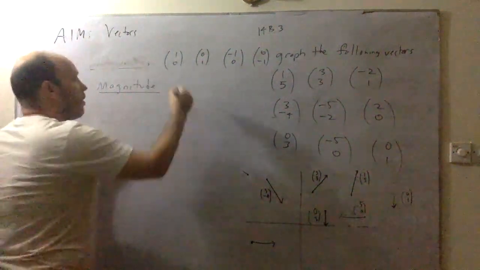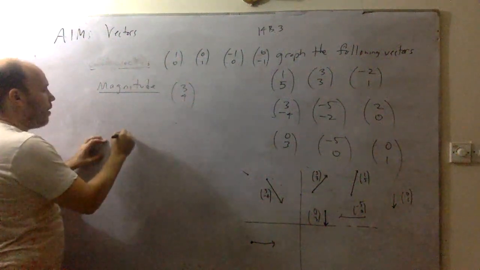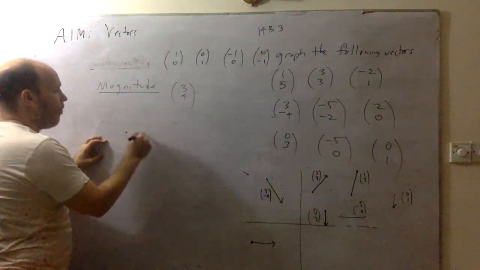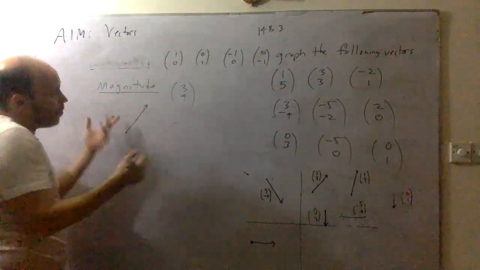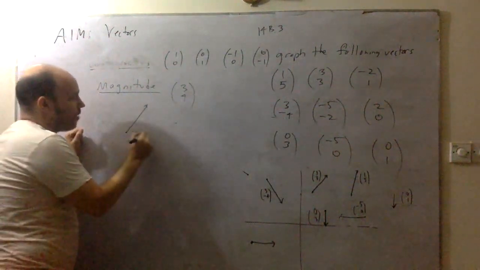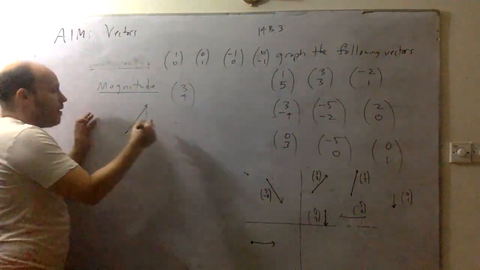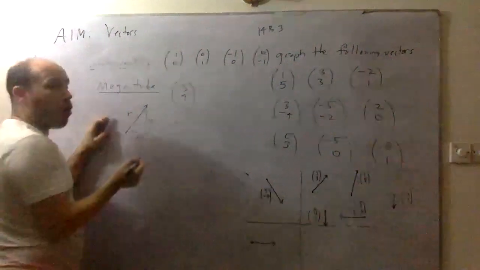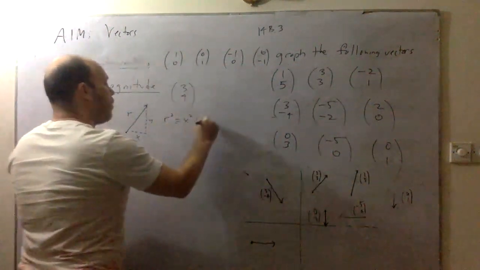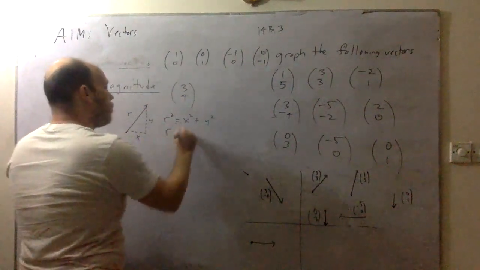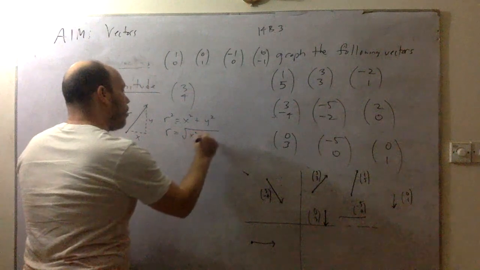So let's take something really interesting. 3, 4. So we look at it: it's 3 to the right and 4 up. The question is, what is the magnitude? Well, if you notice, this is a right triangle. And so we can see here that the magnitude, what they'll call r, so we have r squared is equal to x squared plus y squared. So r is equal to the square root, the positive, of x squared plus y squared.